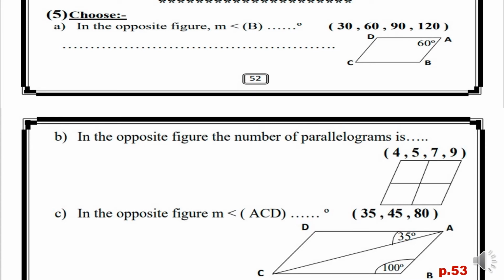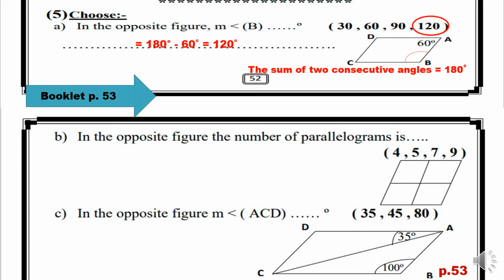Number 5, choose. In the opposite figure, measure angle B. Here I have parallelogram ABCD. To get measure angle B, we have one of the properties of parallelogram that the sum of two consecutive angles is equal to 180 degrees. So measure angle B equals 180 minus 60 degrees, which equals 120 degrees.